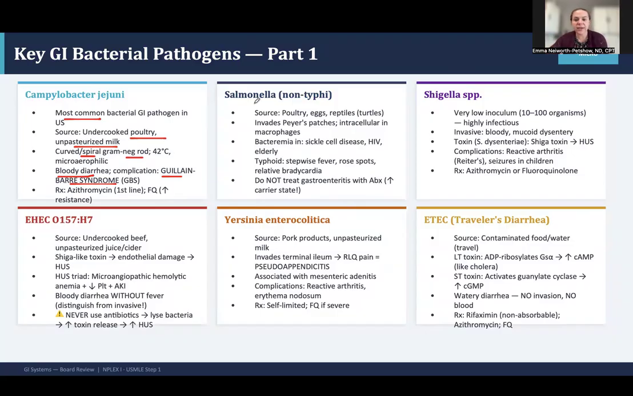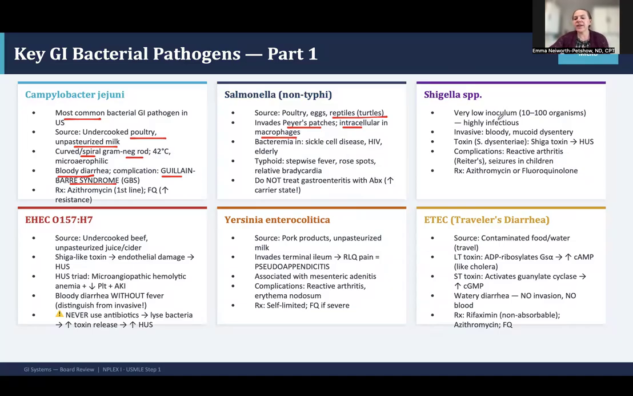Salmonella, non-typhi. Salmonella is also poultry, eggs, and then unique, strange, and peculiar, reptiles, specifically turtles. It invades your Peyer's patches and goes intracellular into your macrophages. You can see bacteremia, so bacteria getting into the blood, in sickle cell disease, HIV, and the elderly. And if it's typhoid, you'd see a stepwise fever, rose spots, and bradycardia.